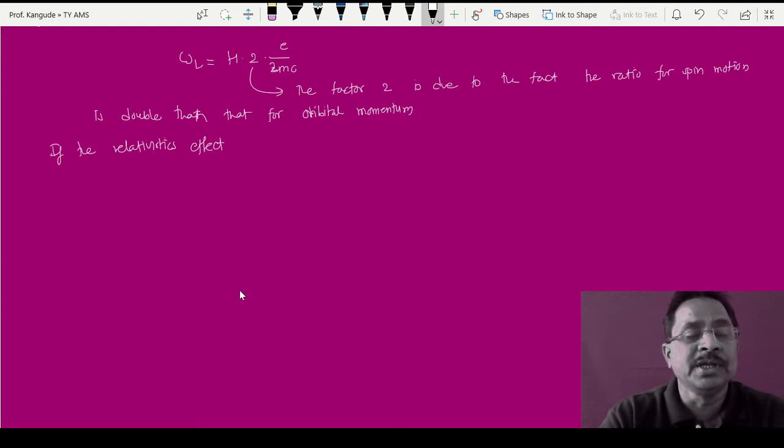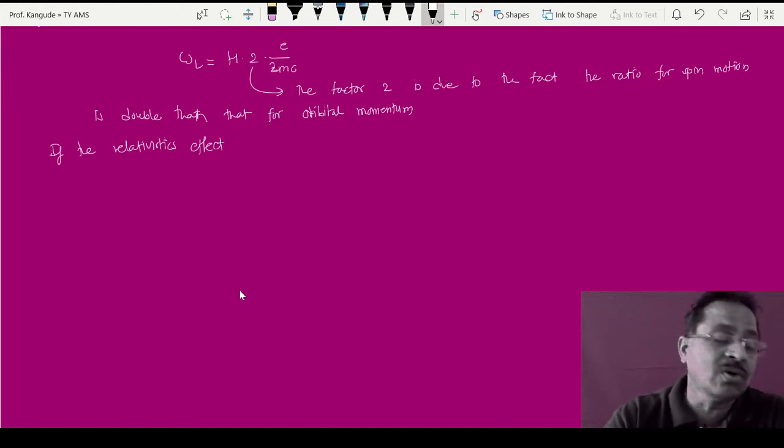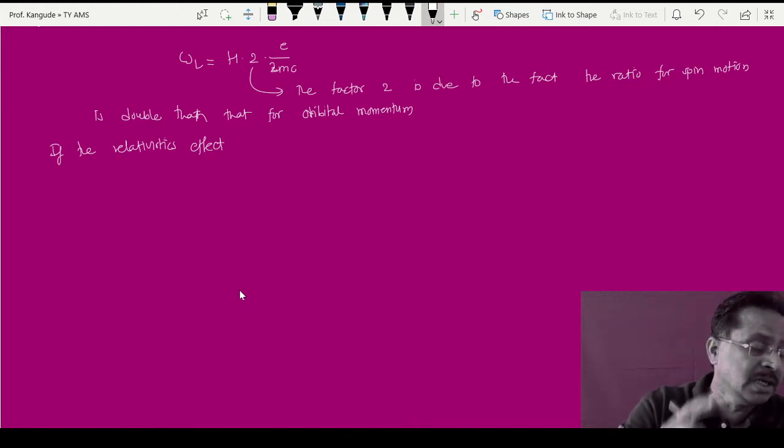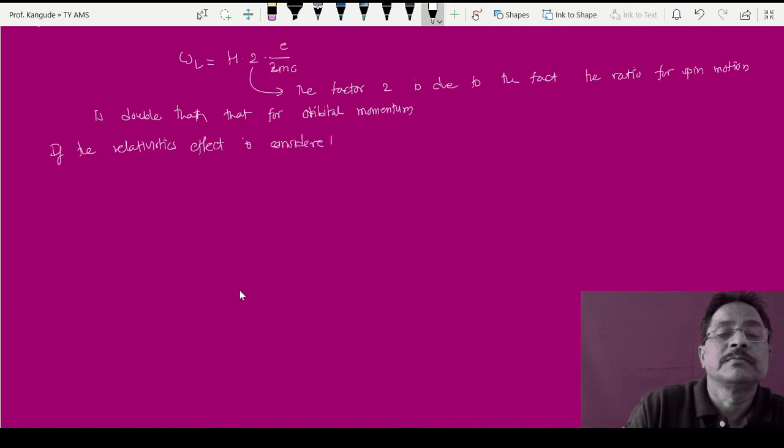So one more theory came into existence, that is the relativistic effect, and this effect has also caused certain changes in this equation. That is what we are mentioning here. If the relativistic effect is considered, then there exists a relativistic precession.